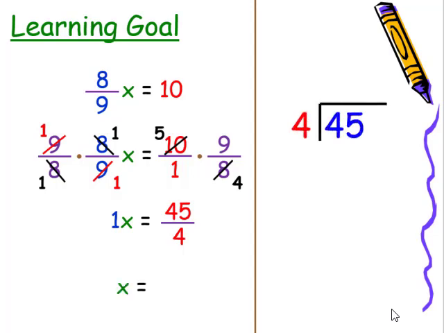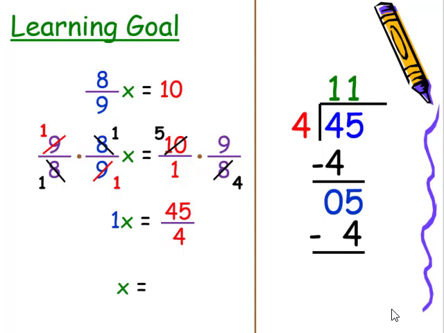On the right-hand side, we're going to say 4 goes into 4 one time. 1 times 4 is 4. 4 minus 4 is 0. We'll bring down the 5. 4 goes into 5 one time. 1 times 4 is 4. 5 minus 4 is 1. Our remainder becomes the numerator of our fraction. Therefore, x is equal to 11 1/4.